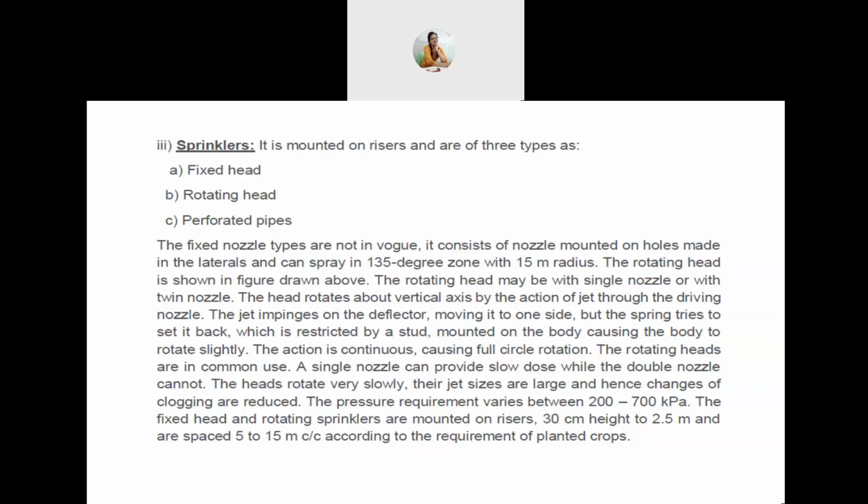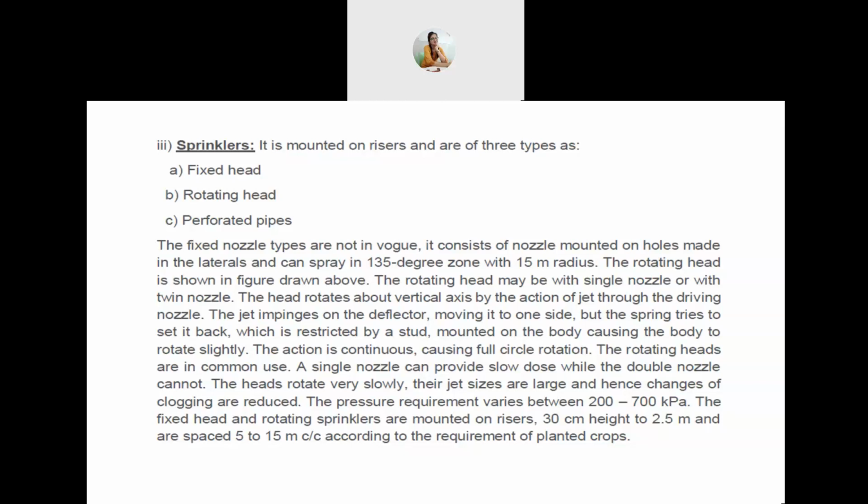The rotating head may be with a single nozzle or with twin nozzles. The head rotates about a vertical axis by the action of the jet through the driving nozzle. The jet impinges on the deflector, moving it to one side, but the spring tries to set it back, which is restricted by a stud mounted on the body, causing the body to rotate slightly. The action is continuous, causing full circle rotation. The rotating heads are in common use. A single nozzle can provide a slow dose while the double nozzle cannot.